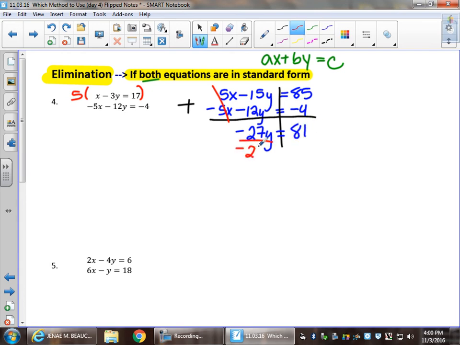Dividing both sides by negative 27, we get y equals, what is 81 divided by negative 27? y equals negative 3. Now that I have y equals negative 3, what do I need? I need to know x.